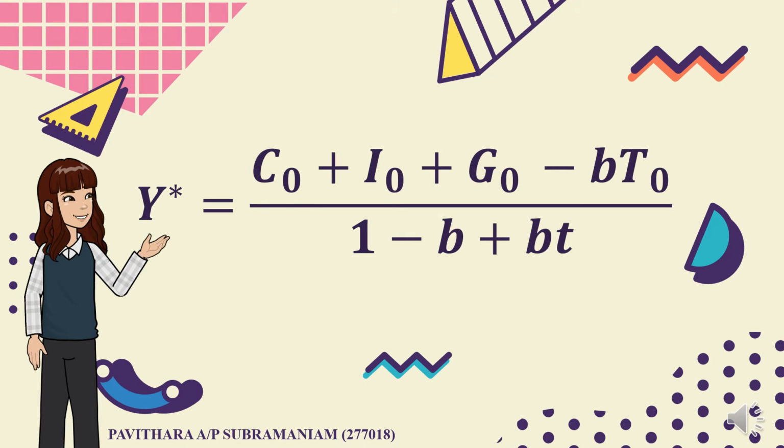And the answer we get for the Y star is C null plus I null plus G null minus B T null over 1 minus B plus BT.